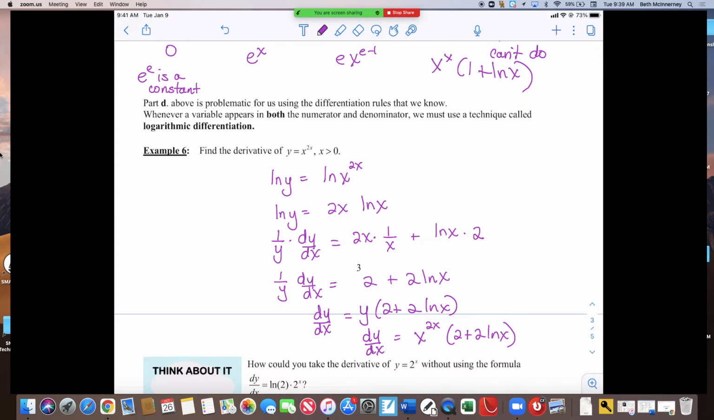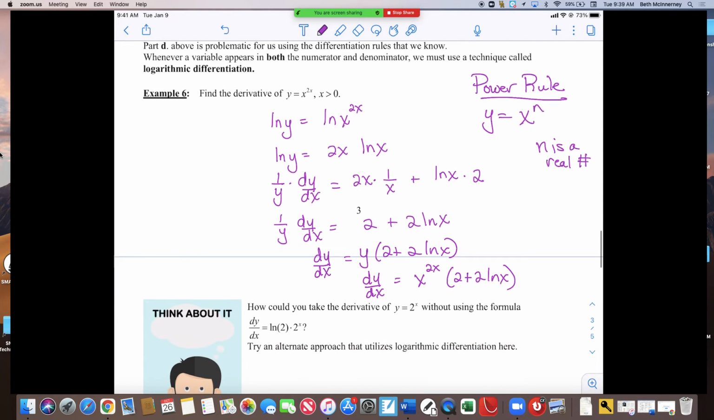The base is a constant and the power can be variable, but if the base is a variable, then the power has to be a constant. The power rule has to be y equals x to the n, where n is a real number. That's the power rule. If I have an exponential, that's different. If I have 2 to the x, that's completely different. That's not the power rule. Okay, great question though. All right, so let's look at example 7.